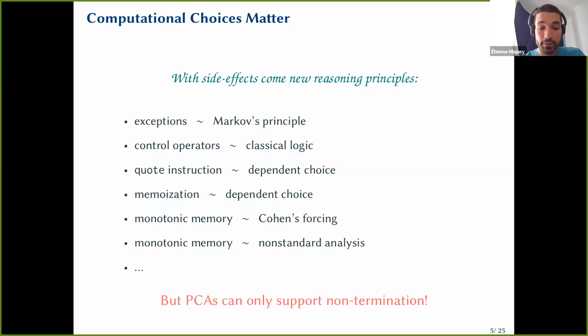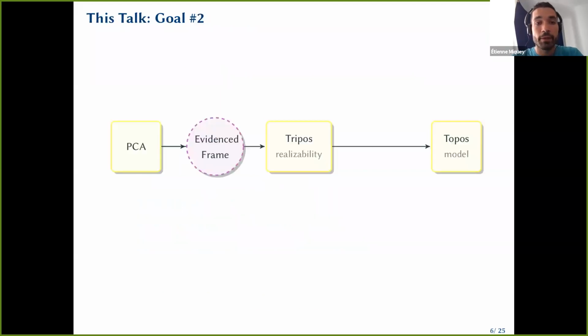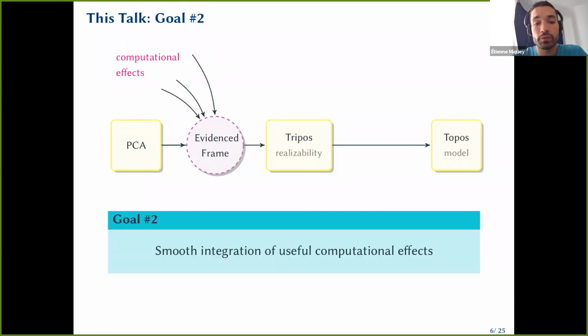But in our case, when we look at PCAs, the structure which is usually regarded as the base for intuitionistic realizability, it can only support one effect, which is non-termination. So nothing in that slide. And that was actually our second goal when defining evidence frames, that is to provide a structure that has a way to smoothly integrate a lot of useful computational effects.